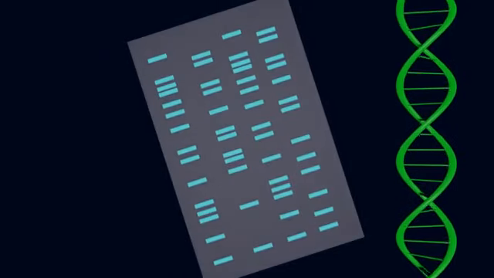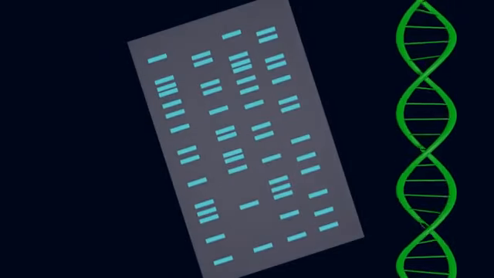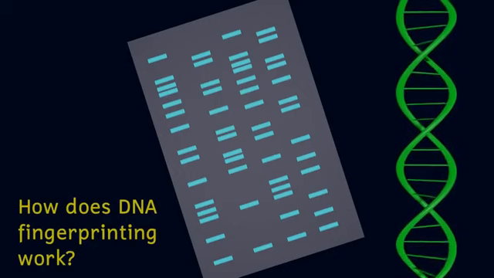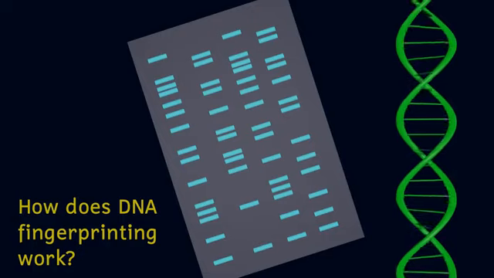If you've ever watched crime dramas or documentaries where they use a DNA fingerprint to identify criminals, you may have seen these photographic plates. But what do those seemingly random series of lines on the photographic plate mean? Let's find out more, shall we?